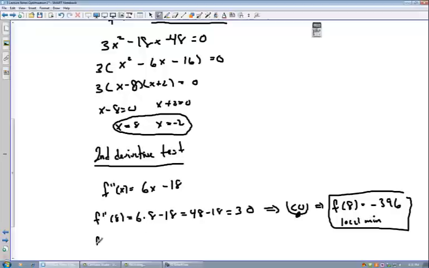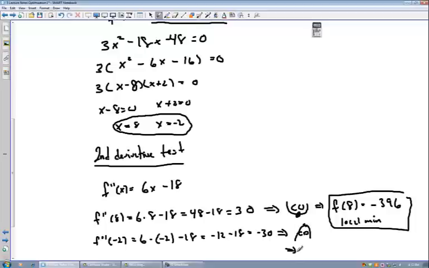So let's do f double prime of negative 2. So f double prime of negative 2, which would be 6 times negative 2 minus 18, which is equal to minus 12 minus 18, which would be equal to negative 30. And since that's negative, that implies the function f is concave down.